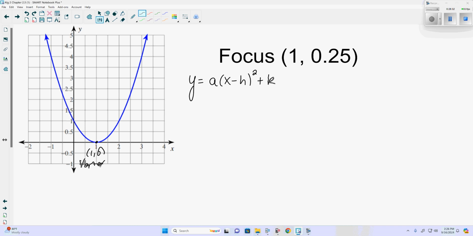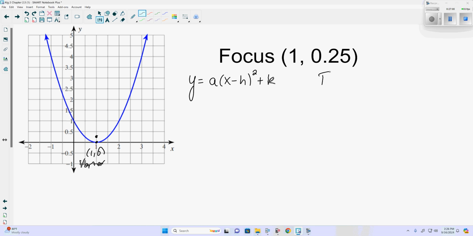Now they gave us the vertex and the focus. Now the focus is actually that point right there. It's, yeah, 1.25. It gave it to us. So I made some of these here so that we have the graph for them so we can relate the two together.